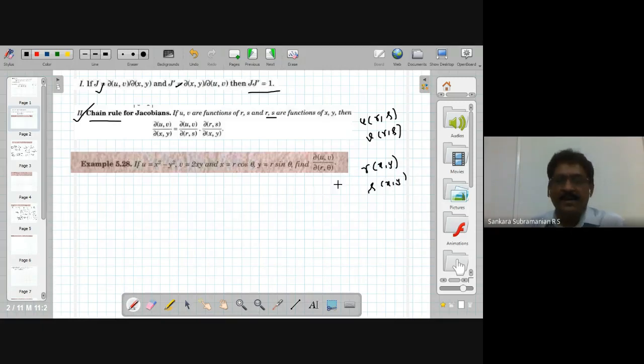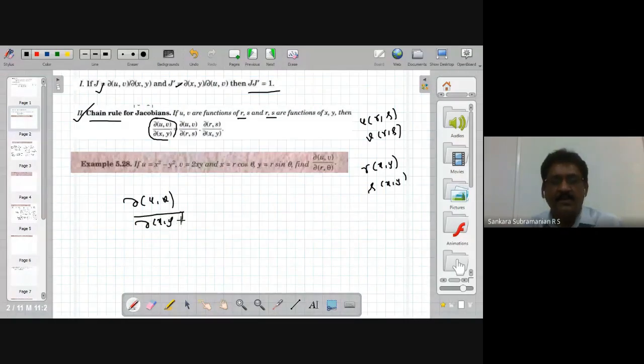We don't want to go for a diagram. A simple statement: if u, v are functions of r and s, and in turn r and s are functions of x and y, suppose they ask you to find the Jacobian of u, v with respect to x, y. If we go with the formula, it is not direct, because u is a function of r and s, and in turn r and s are functions of x and y. So we would have to go for a very long method.